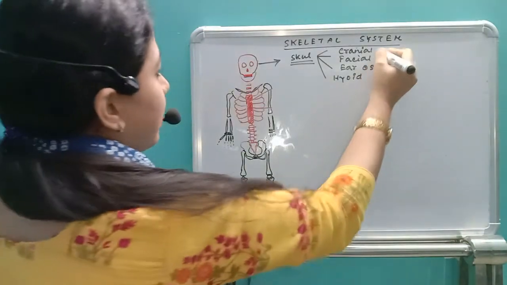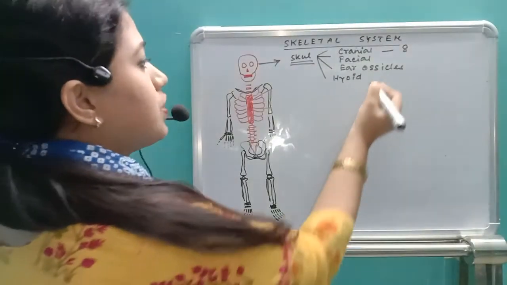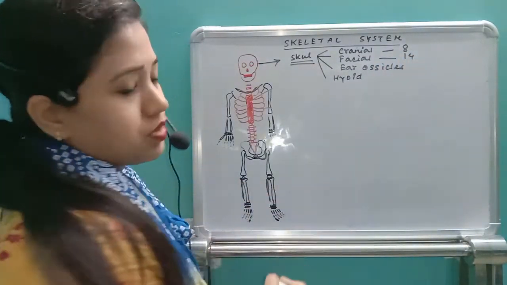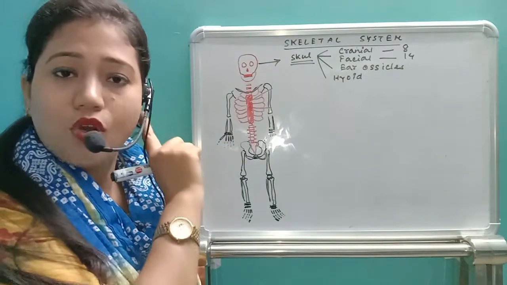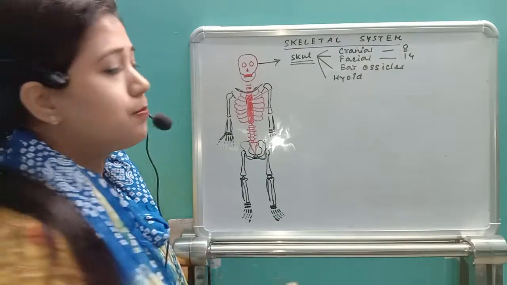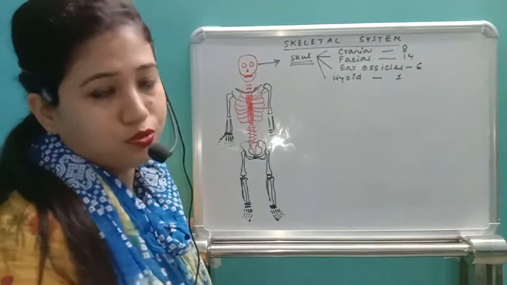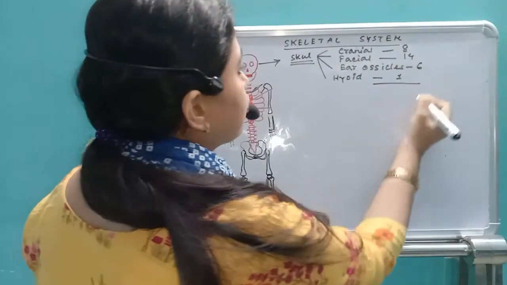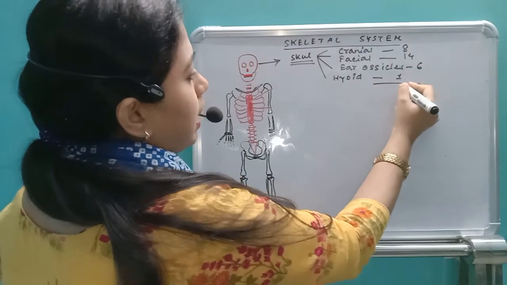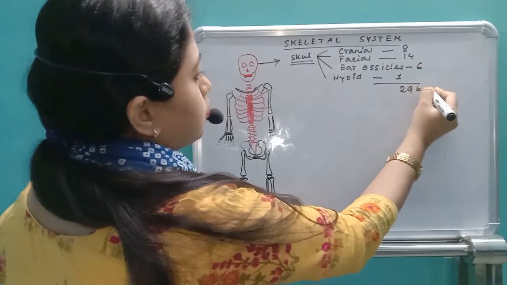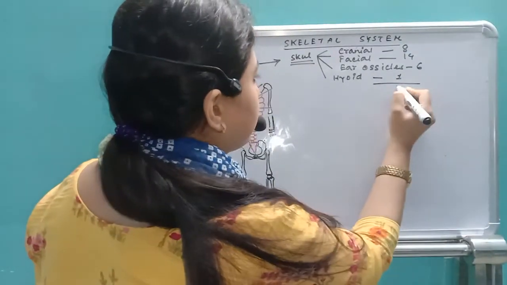So how many bones do we have? Cranial bones, we have 8 cranial bones, right? How many facial bones? We have 14 bones. How many ear ossicles do we have? 3 on this side, malleus, incus and stapes, and 3 on this side. So in total 6 bones, and there is only one hyoid bone. So in total, how many bones do you have? 14, 15, 20, 21, then 8, 29 bones. So in the skull we have 29 bones, you can see here.